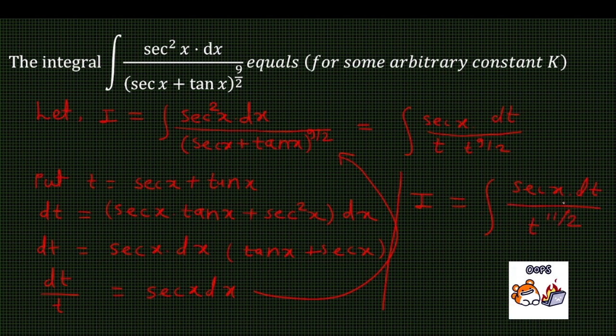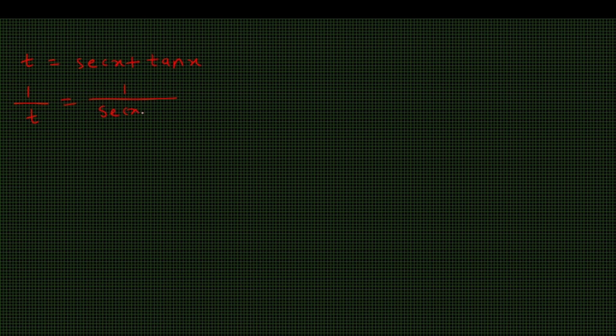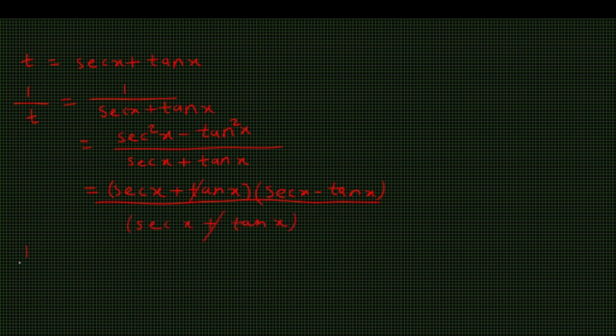Oops, but this sec x gives us a problem. So t is equal to sec x plus tan x, and the reciprocal of t is 1 by t, and the reciprocal of this is 1 upon sec x plus tan x. Now by trigonometric identity, I would like to substitute 1 by the identity sec square x minus tan square x. So sec x plus tan x into sec x minus tan x, and the denominator is the same, sec x plus tan x. And these two brackets will get cancelled. 1 upon t is equal to sec x minus tan x.